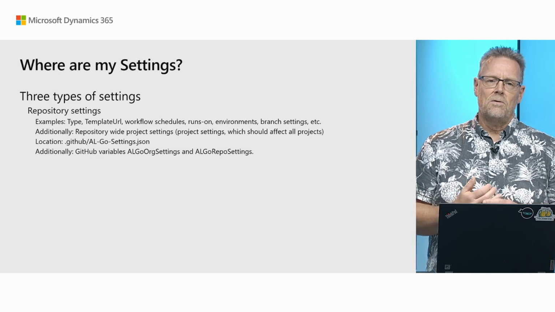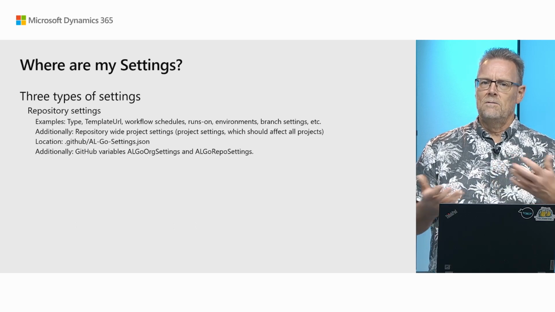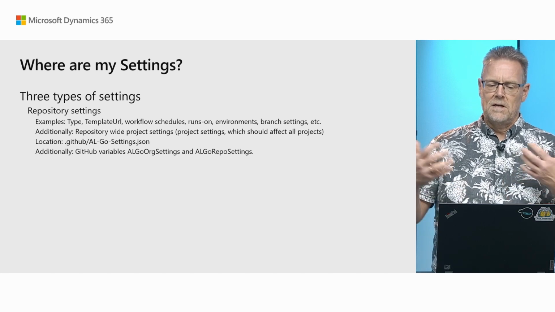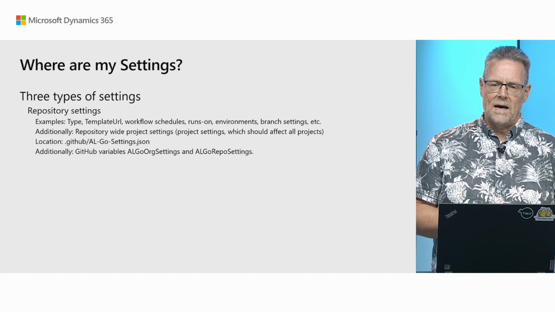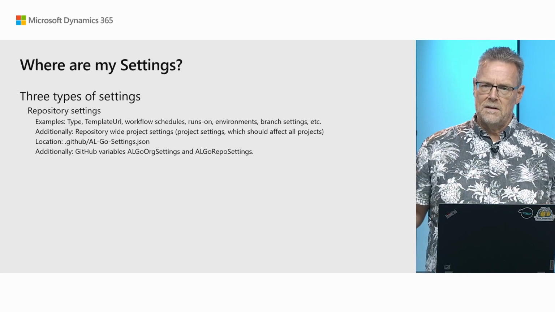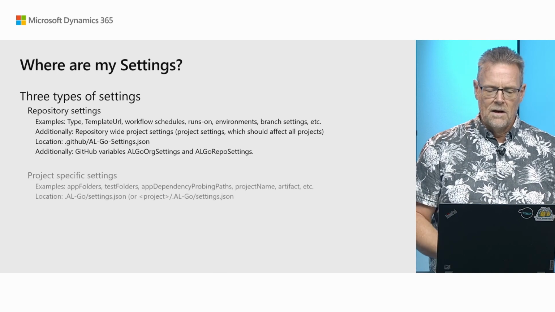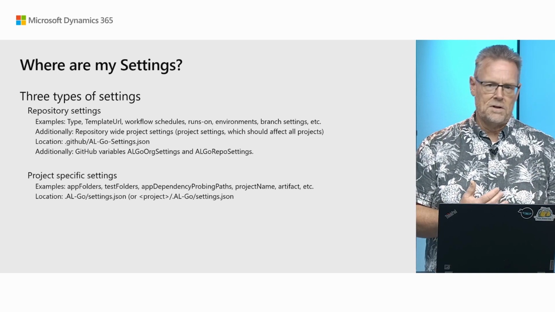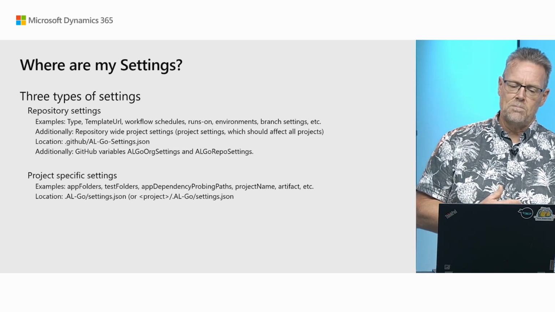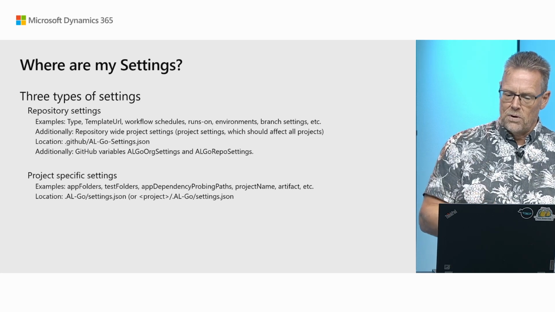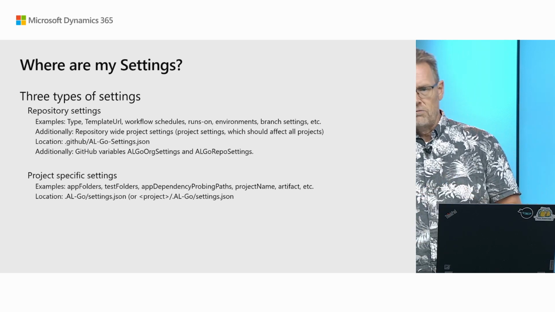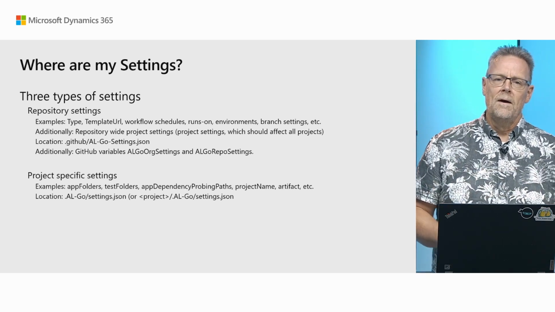If your repository only contains one project, then whether you put things in repository settings or project settings doesn't really matter, because there's only one project. If, however, you have a setup where you have a repository with multiple projects, then you might have project-wide settings, which are placed in the project folder, like the .algo folder specifies where the project is. And these project settings could be app folders, project name, dependencies, the artifacts you're using, the country you're targeting this project for.